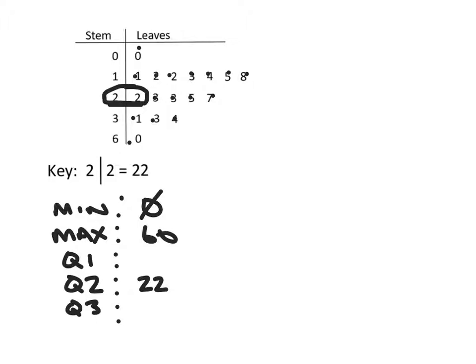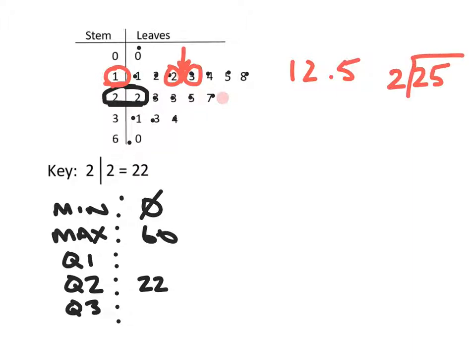So the center would be here, right? And here. What number sits between 12 and 13? Right here, halfway between 12 and 13 would be 12.5. I add 12 and 13 together, I get 25. I divide by 2, I get 12.5. That's Q1, 12.5.